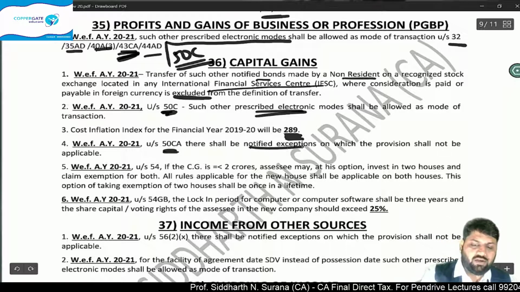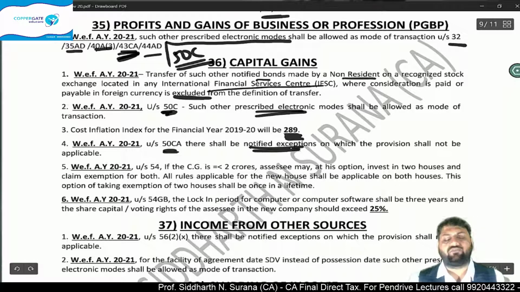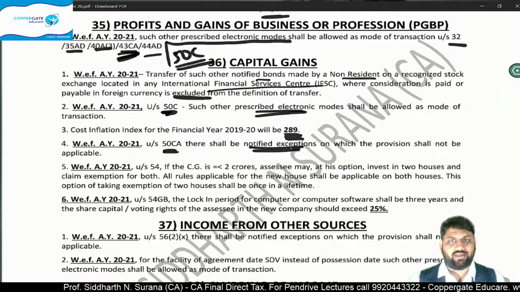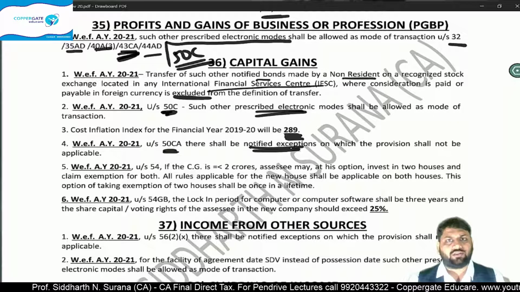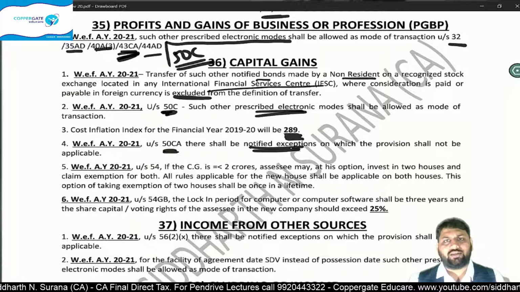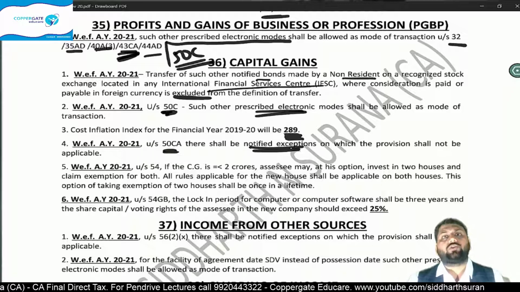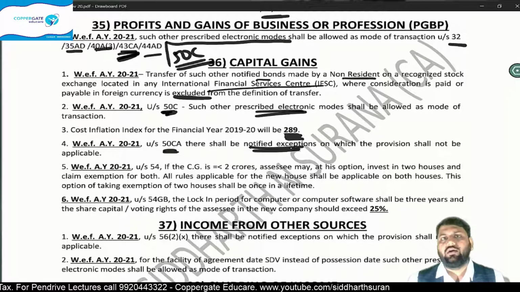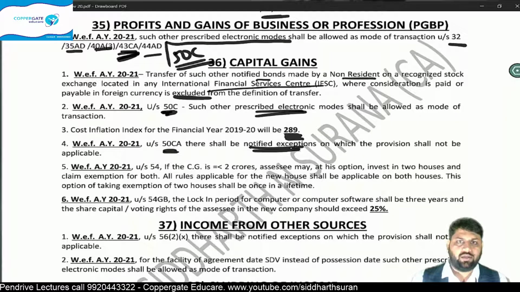But CBDT will notify certain exceptions on which the provision will not be applicable. So honestly, in the act they have made only this change that we will notify exceptions. We will have to wait and watch if there is any circular announced, for which we have a separate video, the case law lecture. In the case law lecture, we cover circulars, RTP and everything. So if at all they notify any exception, we will talk about it in our case law lecture. Here the amendment is that we will notify exceptions to 50CA.